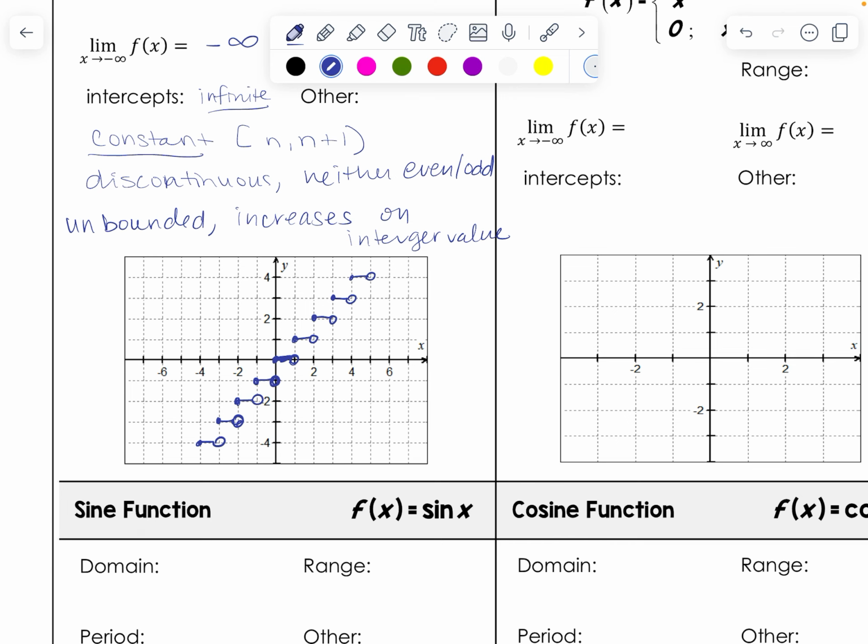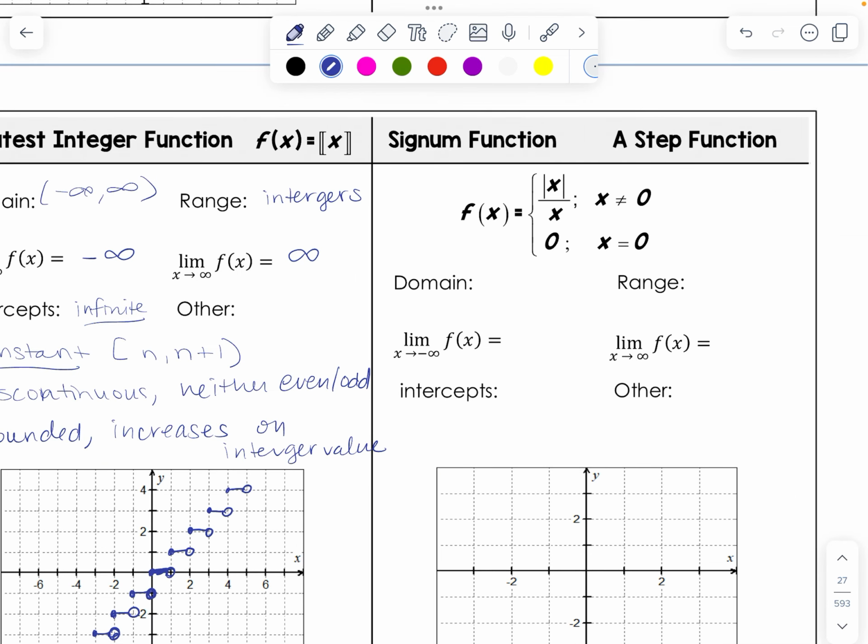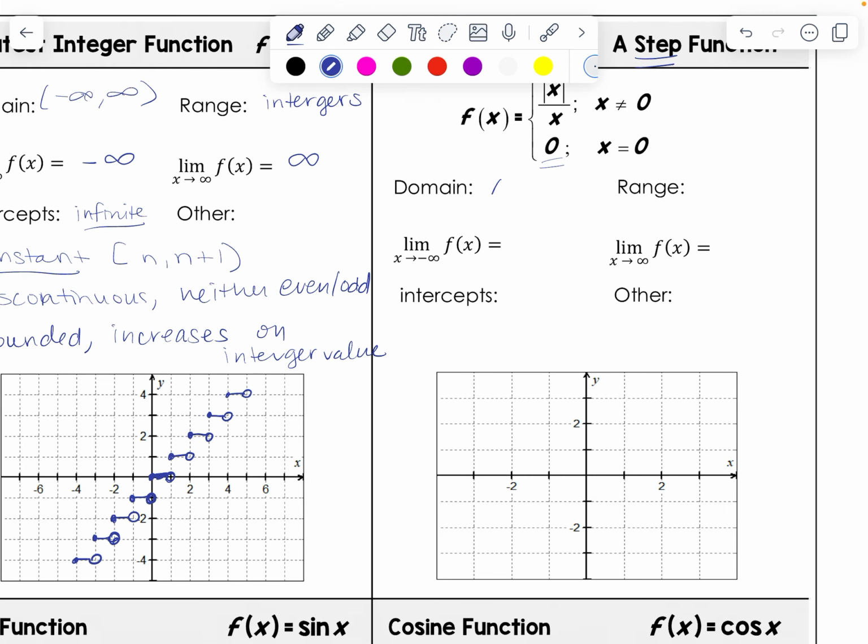All right, next one. This one is also actually called a step function. It's called the signum function, and it's where we have the absolute value of x over x, and the piecewise function fills in a value where x is 0. So we say the domain is all real numbers, but the range is only these three values, -1, 0, and 1. The limit on the left side as x approaches -1 is -1, and the limit on the right side as x approaches 1 is 1.